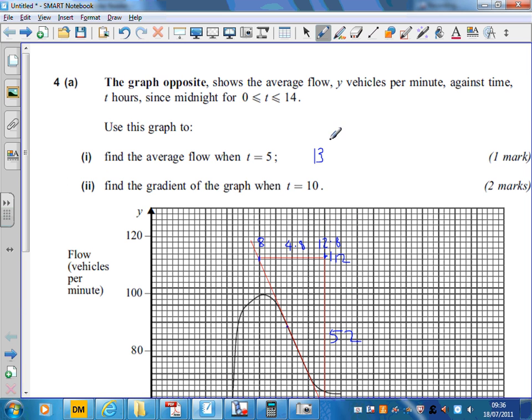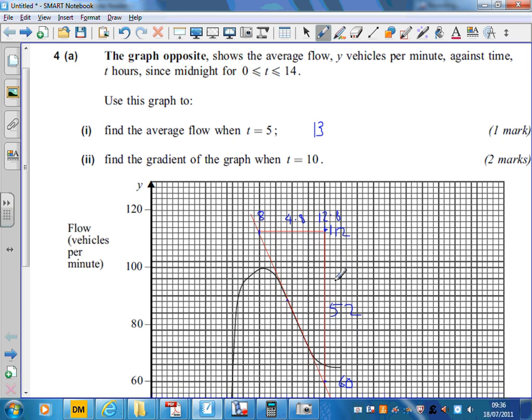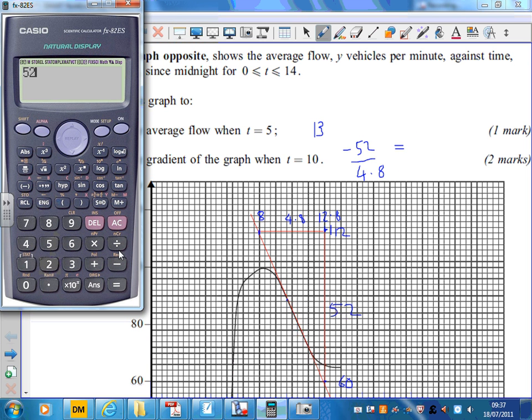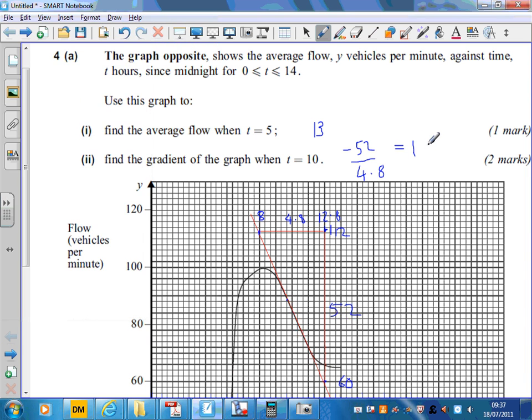Okay, so the gradient is the rise over the run. Because it's going downwards instead of upwards, that means it's minus 52 divided by the run, which is the 4.8. Okay, so just use a calculator to work out what that is. So 52 divided by 4.8 equals, press this button to work out what it is in decimal, and it's about 10.8. But it's minus. Okay, so that's part A of the question done.